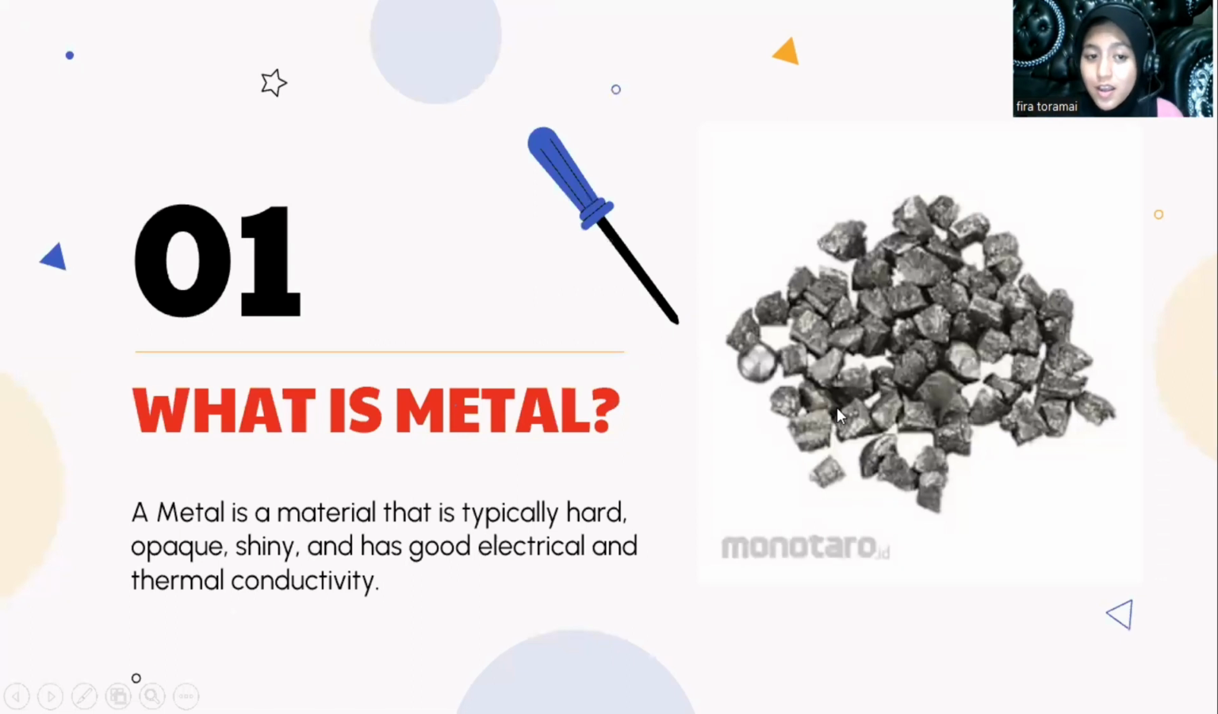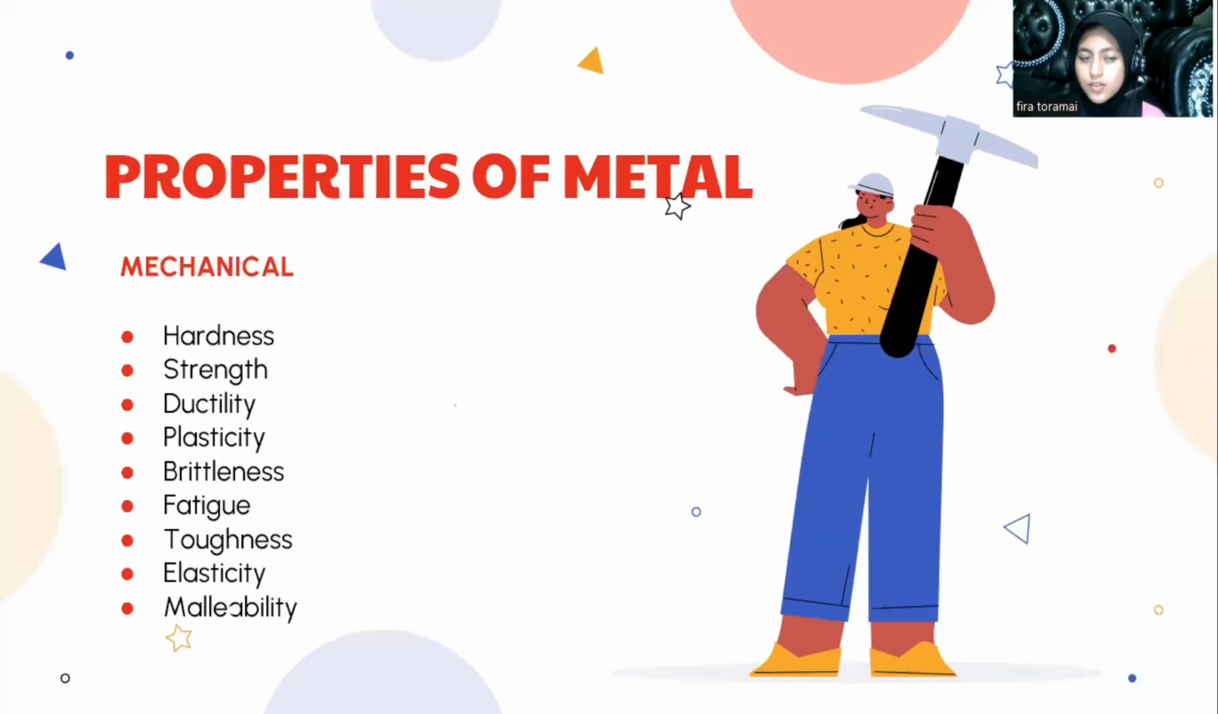So first, when we talk about metals, the first question is, what is a metal? So guys, a metal is a material that is typically hard, opaque, shiny, and has good electrical and thermal conductivity.